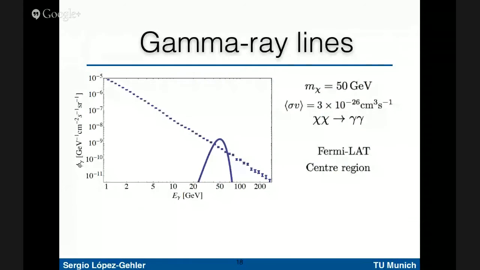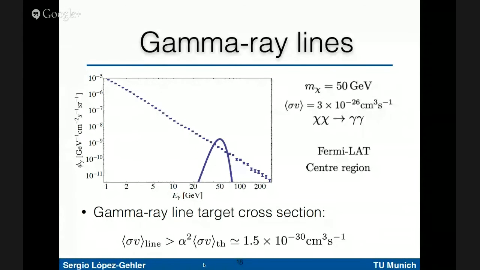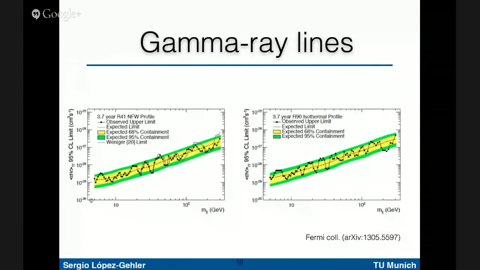So I'm going to talk very briefly about gamma ray lines. This is plotted with the flux that will be generated by a loop annihilation of two dark matter particles into photons. However, the problem with gamma ray lines is that since they are loop generated, they are suppressed by a factor alpha squared. So the target cross section for WIMPs gets translated into a much lower cross section, and this proves to be more challenging for experiments. This is data that was released by the Fermi collaboration two years ago, and of course these results have been improved. But it will still be a long time before we actually get to this value of 10 to the minus 30 centimeters cubed per second.